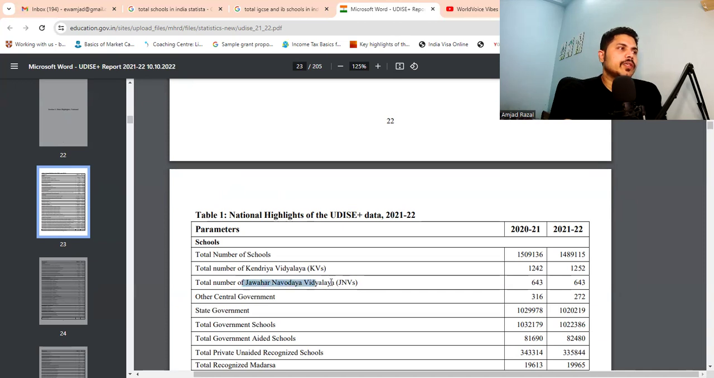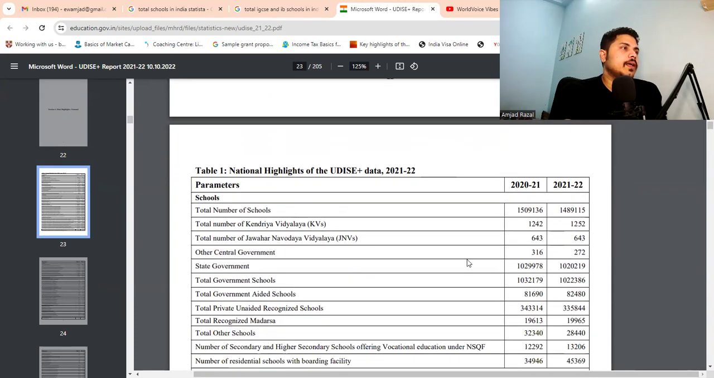And then the total number of Jawahar Navodaya Vidyalayas. We have the same number, they didn't increase. And the central government schools, earlier they were 316, now we have only 272. State government schools are this. Here also you see there is a decline. Maybe some state government schools have closed down, or maybe some were given to private players, or we don't know. So total government schools are these many.